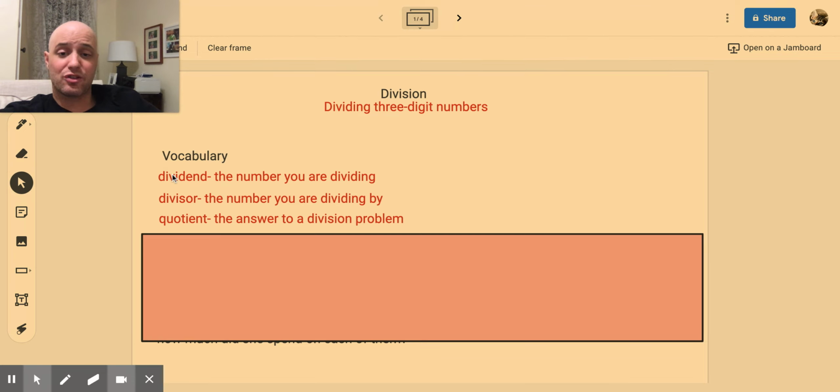Let's start with some division vocabulary. There are three parts to a division equation. You have the dividend, which is just the number you're dividing, the divisor, the number you're dividing by, and the quotient, the answer to a division problem. You may be thinking, those are some fancy sounding words, dividend, divisor, and quotient.